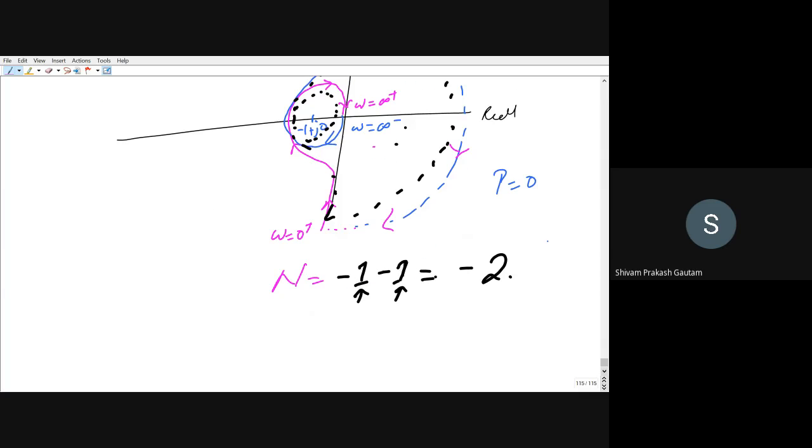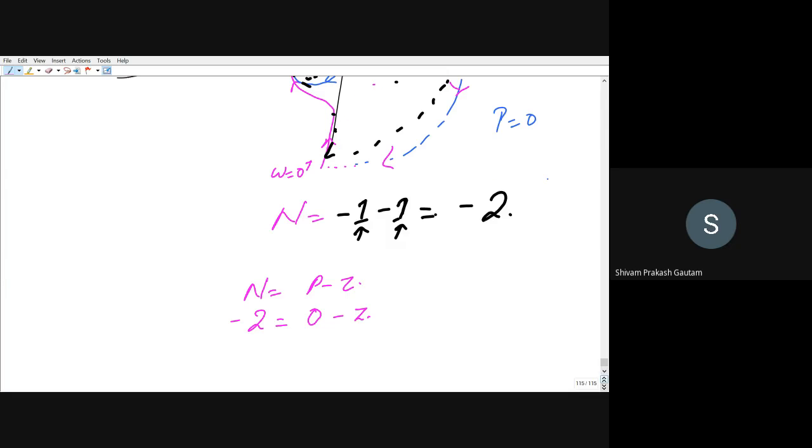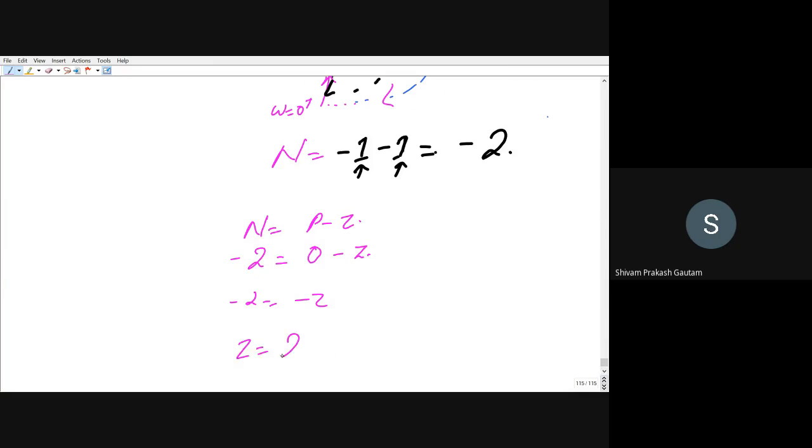Now again, this is case number 2, right? So N is equal to P minus Z is our standard formula for Nyquist stability criteria. N is equal to minus 2. P is equal to 0, we have assumed, and Z is unknown. So minus 2 will be equal to minus Z. So Z will be equal to 2. That means Z is not equal to 0. In this case, the system will become unstable. And if the system is unstable, you can say that there are two closed loop poles in the right hand side, due to which the system is unstable.